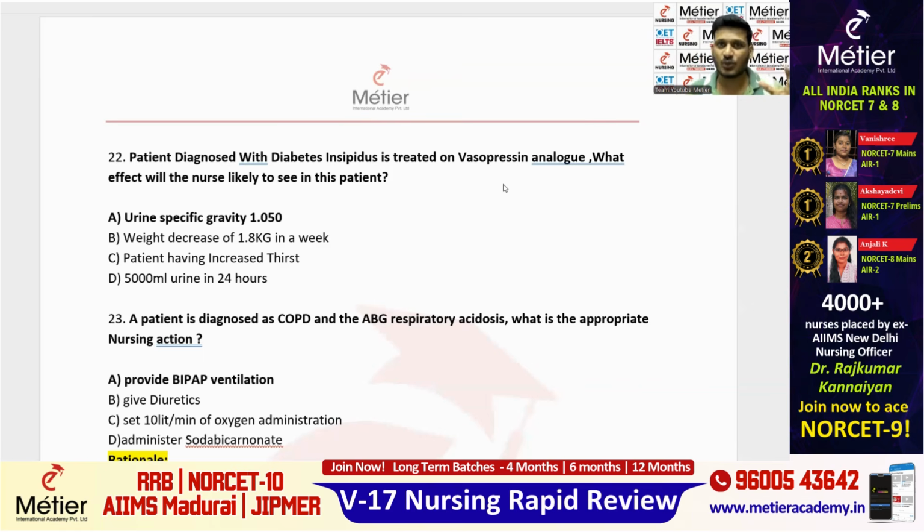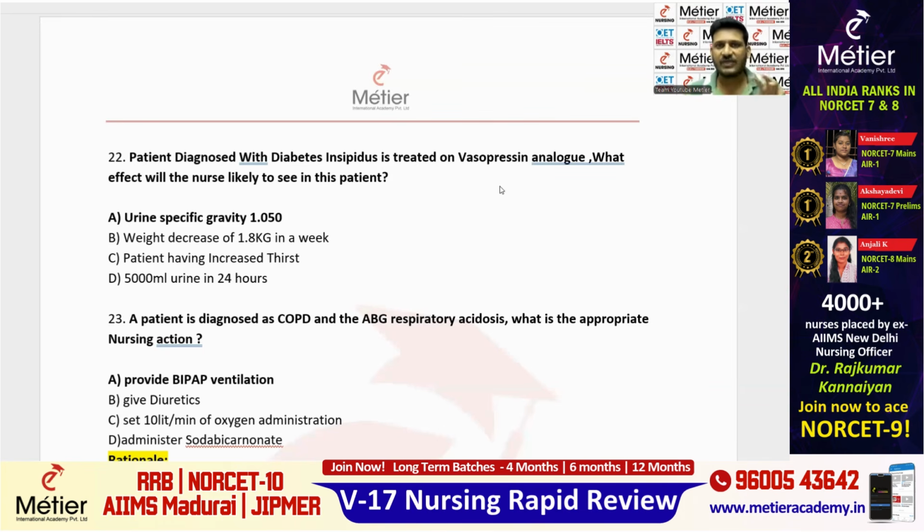Always remember, whenever the urine output is reduced, the patient will have an increase in the urine concentration. Urine output reduced means the concentration in the urine will increase. This is the default scenario. So whenever the urine concentration is increased, automatically the urine specific gravity will increase. Urine osmolality will increase. Urine osmolarity will increase. Everything will increase. Whenever the urine volume is reduced, osmolarity, urine specific gravity, concentration, everything will increase.